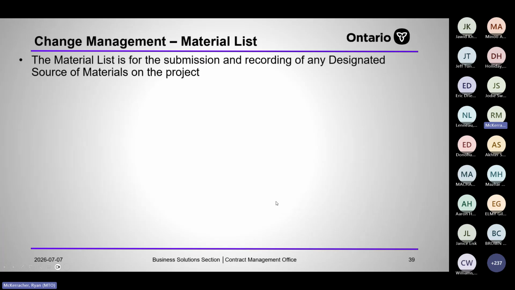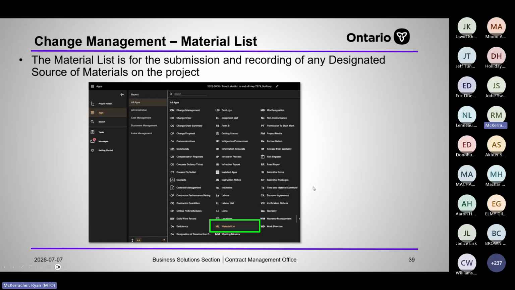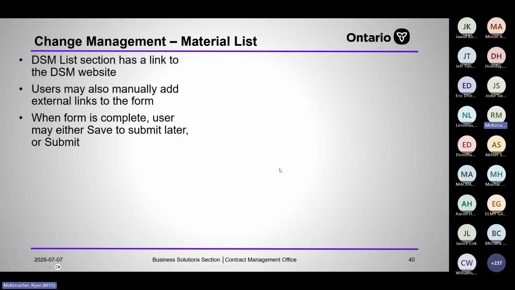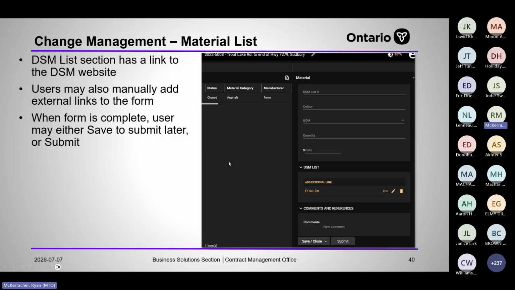Material list is for the submission and recording of designated source of materials on the project. So the materials list, oh, my screenshot's missing. There it is. Materials list there is for the DSM entries. It has a link here. So you fill out your DSM list number, color for some reason, unit of measure, quantity, rate, and then the DSM, you can record a link to the actual item that you're submitting.